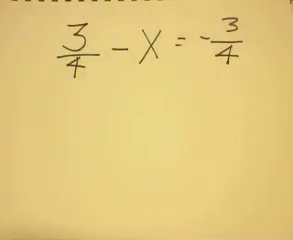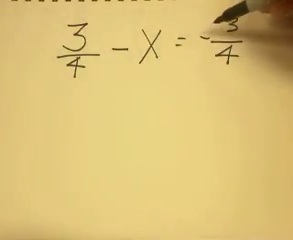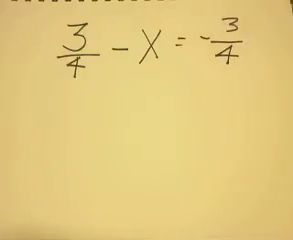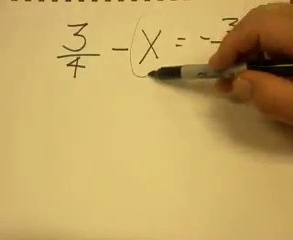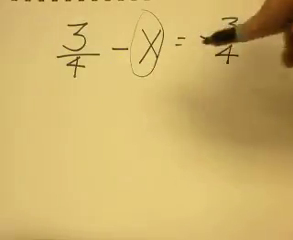Let's do another one, kicking it up a notch here. Let's see, you've got 3/4 minus x is equal to minus 3/4. All right? So we can do the same thing. I want to solve for x, so I'm going to circle that so I know that's what I'm solving for. And I want to get rid of these fractions.